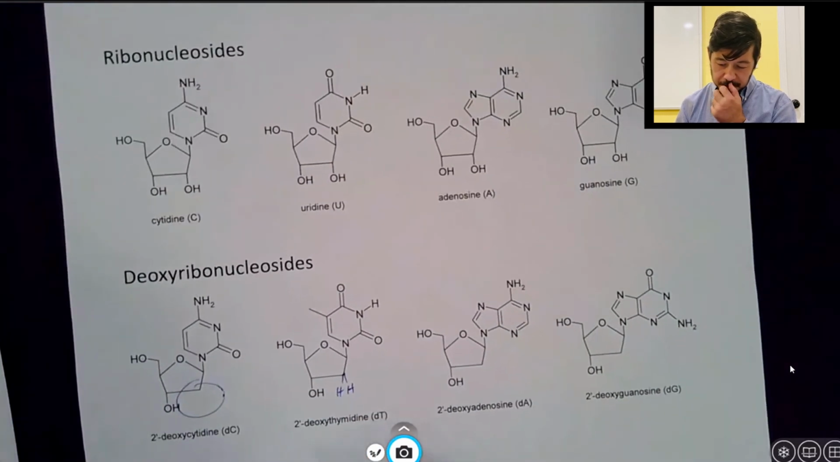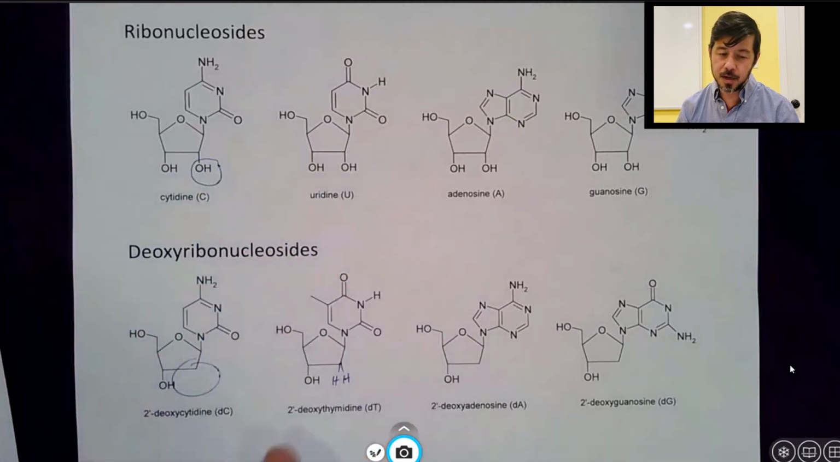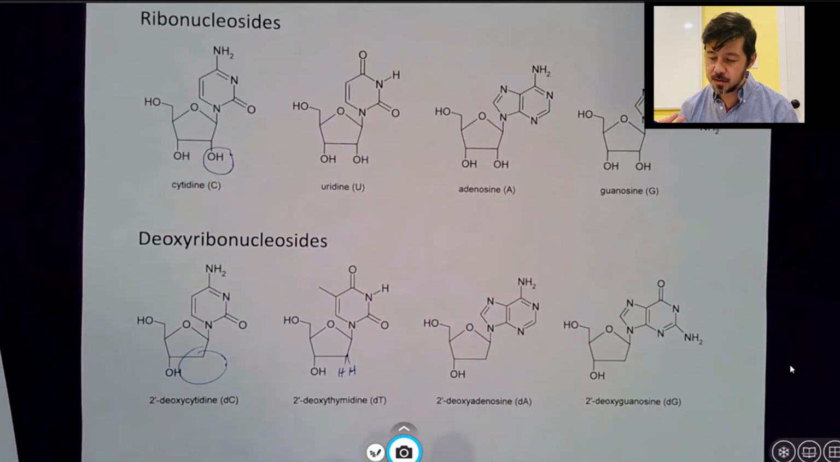So they lack the hydroxyl group, and as we'll learn with RNA, its presence can have significant stability and structural implications when we're dealing with an entire oligonucleotide. Okay, but for now, that's it, and we'll see you for part 2B soon.